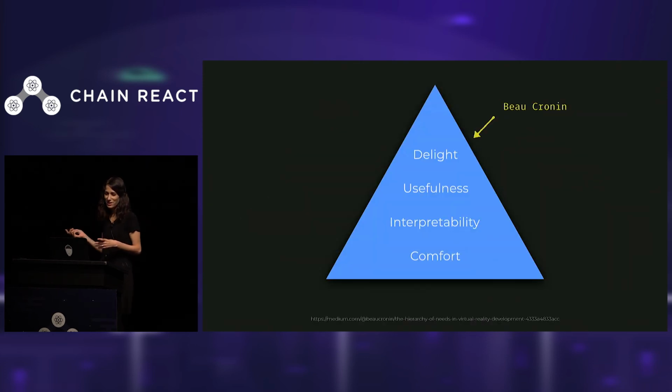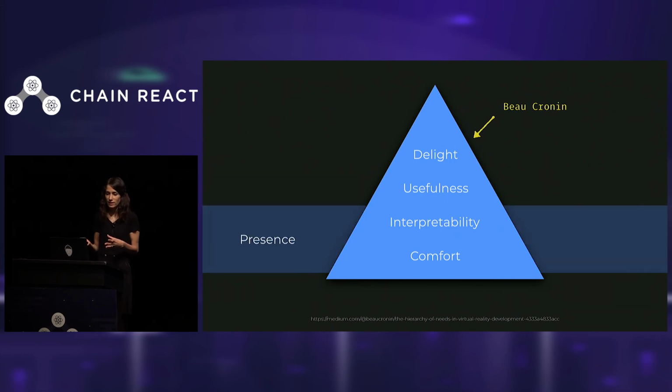There is one illustration and one name I'm always mentioning when I talk about UX design for VR and AR, and that is Bo Cronin's hierarchy of needs in VR. The hierarchy shows that the two most important needs in VR are comfort and interpretability, and only afterwards comes the usefulness and delight of an application. Comfort means that a user can use your application without feeling unwell, and interpretability means that the virtual world feels convincing to the user. If both needs are satisfied, a user gets this feeling of actually being present in the virtual world, which is what you want to achieve.